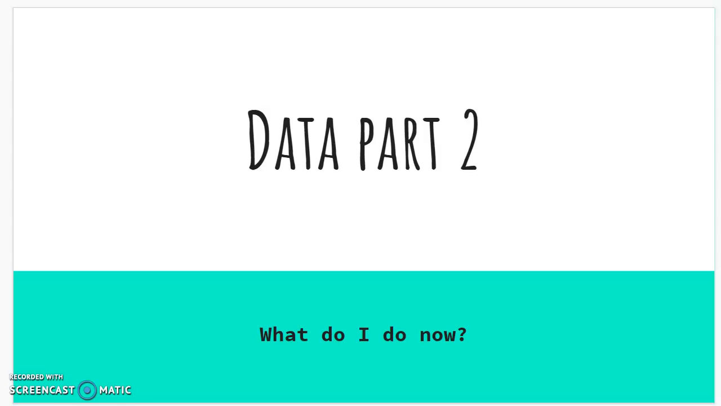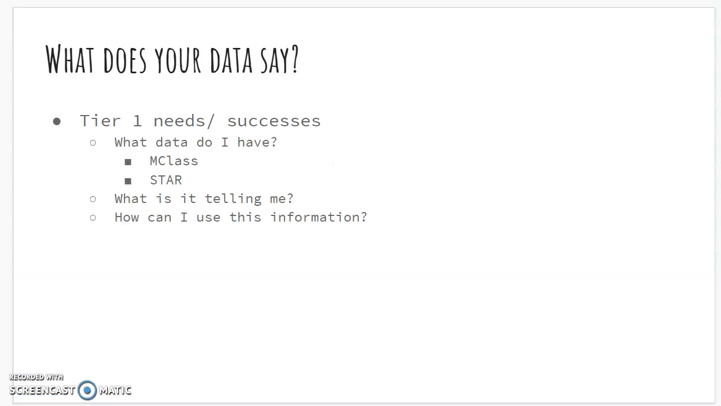Everyone, welcome back to Data Part 2. In Data Part 1, we looked at the Acadience graphic that showed the benchmark scores for grades K through 6. And we also went on to the M-Class website and had you look at how to find your class, where the different measures were. Well, today we're going to do a little bit more with that data.